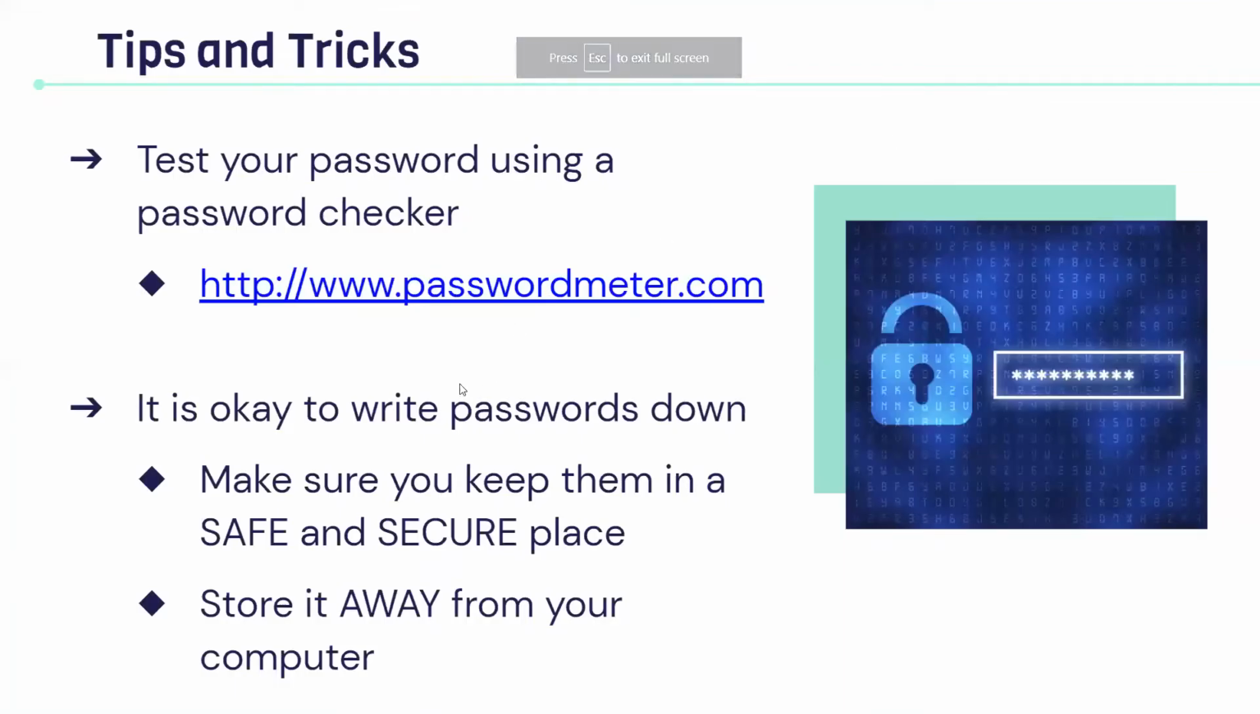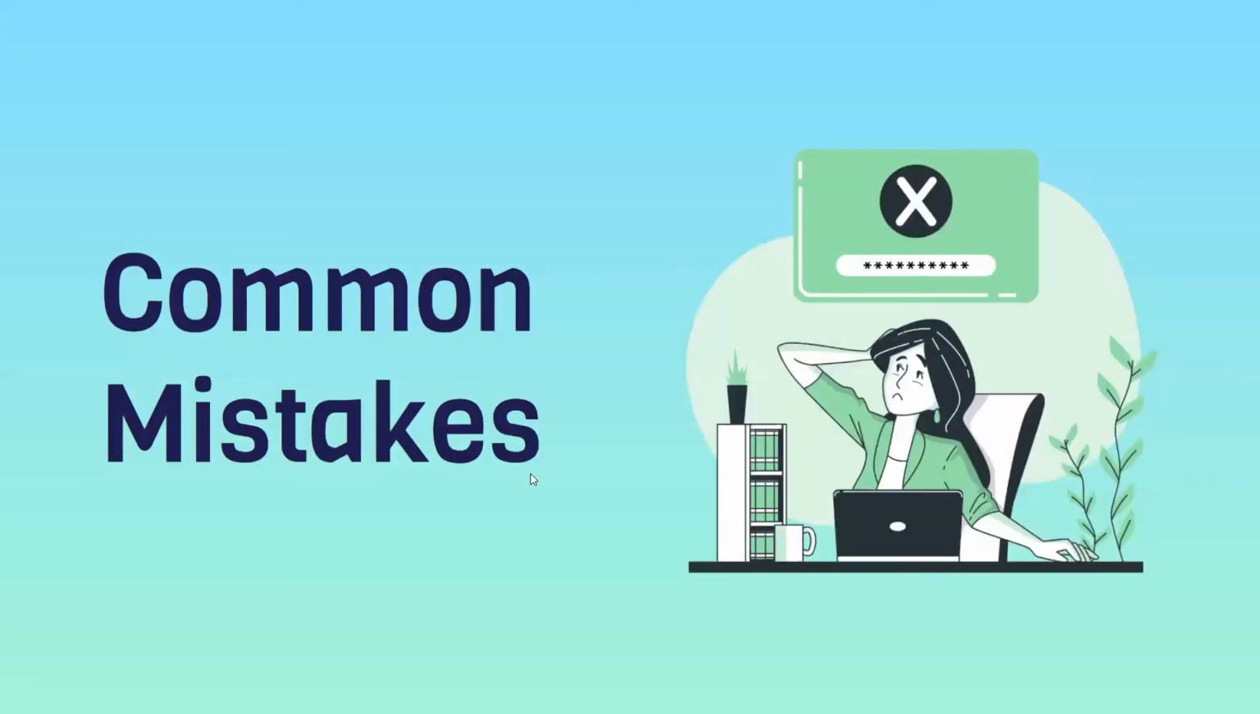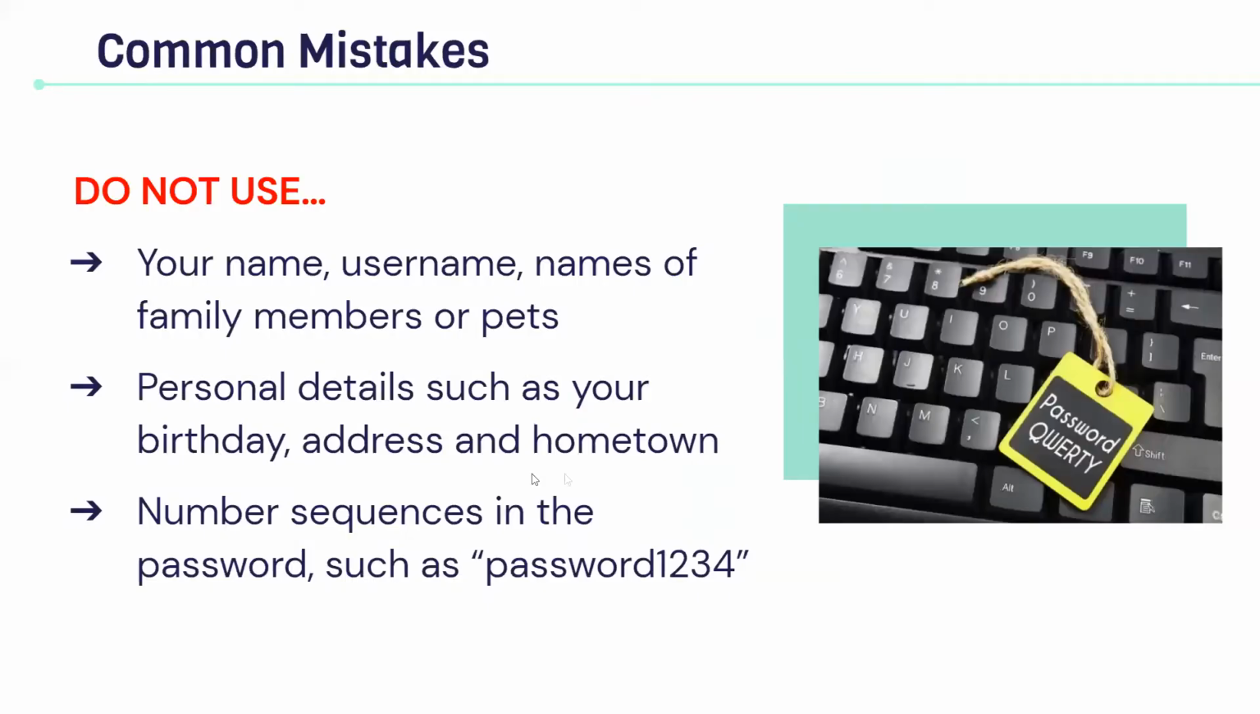It's always okay to write passwords down, and make sure you keep them in a safe and secure place and store them away from your computer. So here are some common mistakes in password creation. Do not use your name, username, names of family members or pets, personal details such as your birthday, address, and hometown, or number sequences such as password 1234. This is very unsecure.